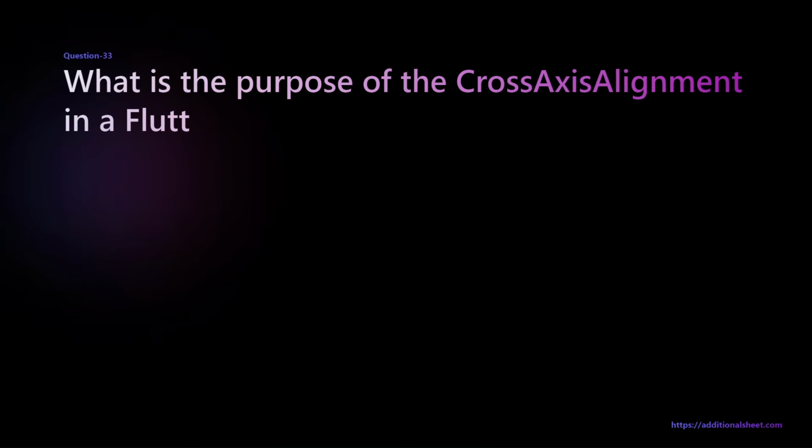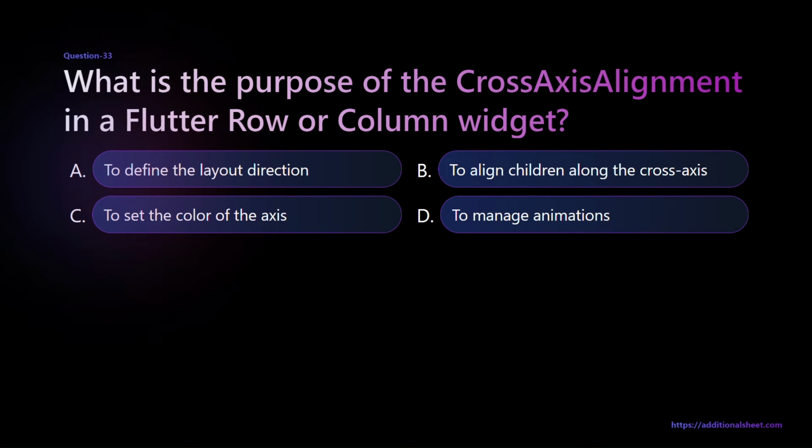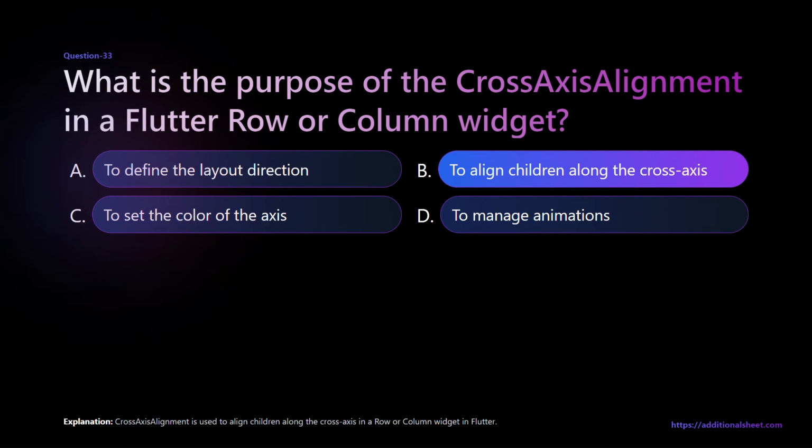What is the purpose of the crossAxisAlignment in a Flutter Row or Column widget? Option A, to define the layout direction. Option B, to align children along the cross axis. Option C, to set the color of the axis. Option D, to manage animations. The correct answer is option B, to align children along the cross axis.